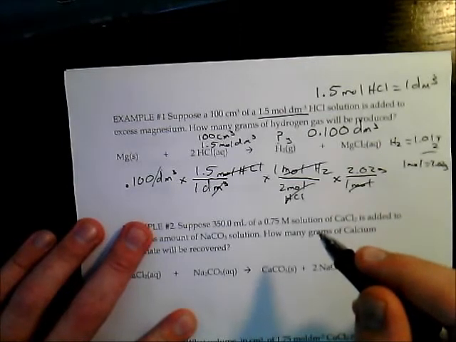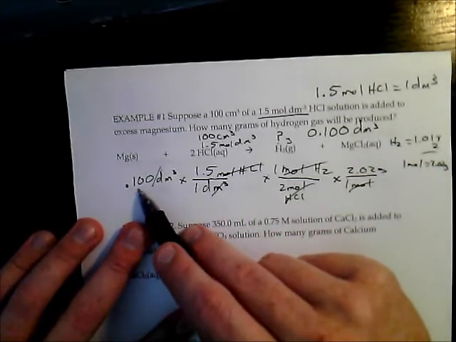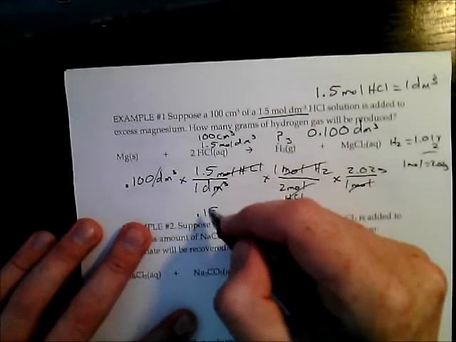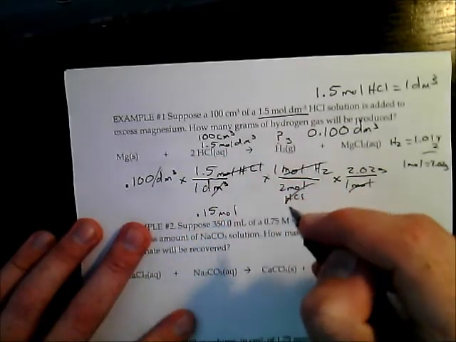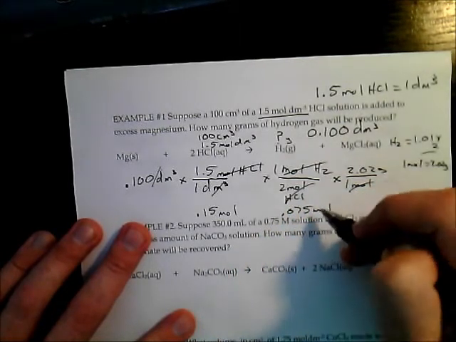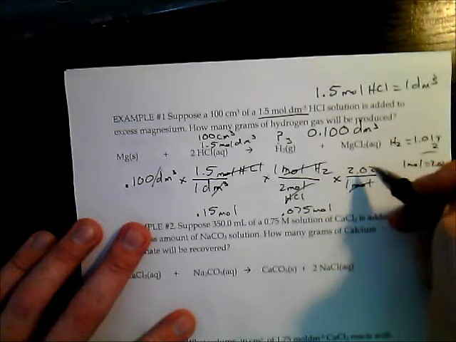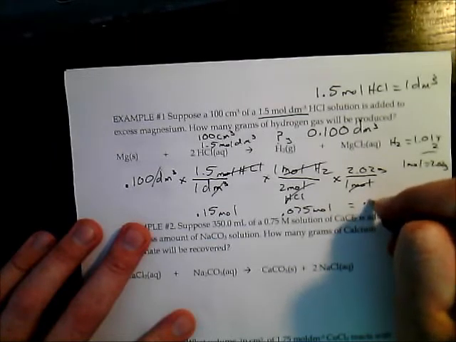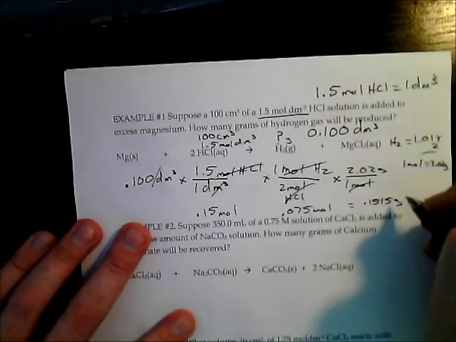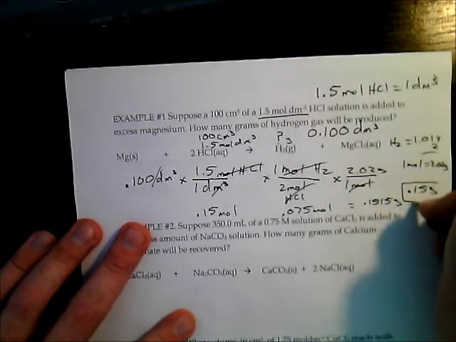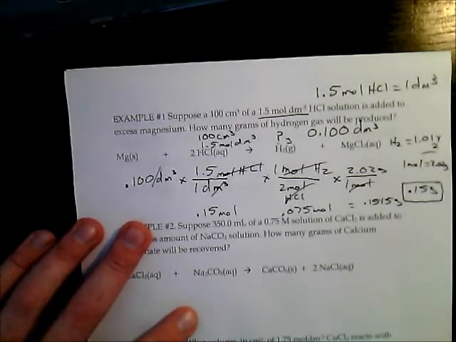And now it's just time to crunch the numbers. So 0.1 times 1.5, that's 0.15. Probably only 2 significant figures here, so 0.15 moles. And then we got to divide that by 2, 0.075 moles. And then we got to multiply 0.075 times 2.02. And so I think that should come out to something like 0.1515 grams. 2 significant figures here. Okay, so there's our first problem.